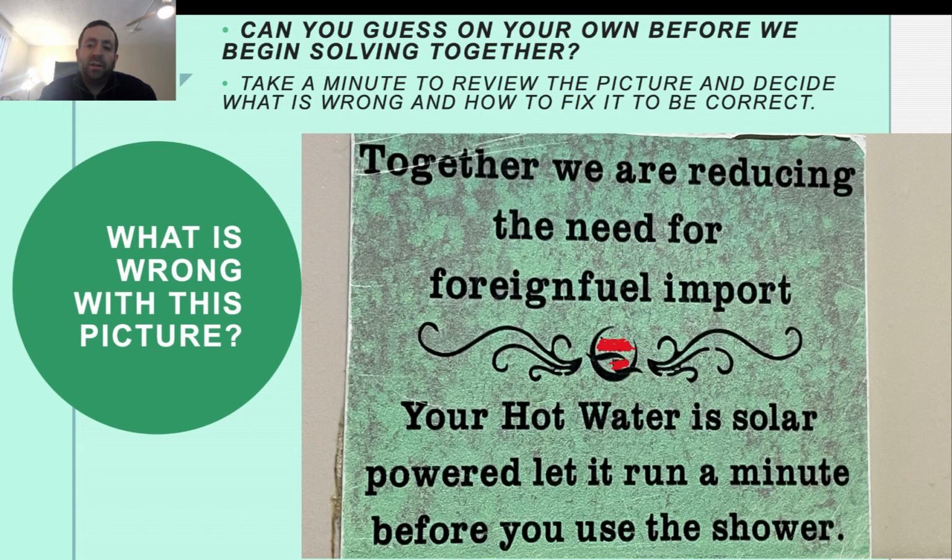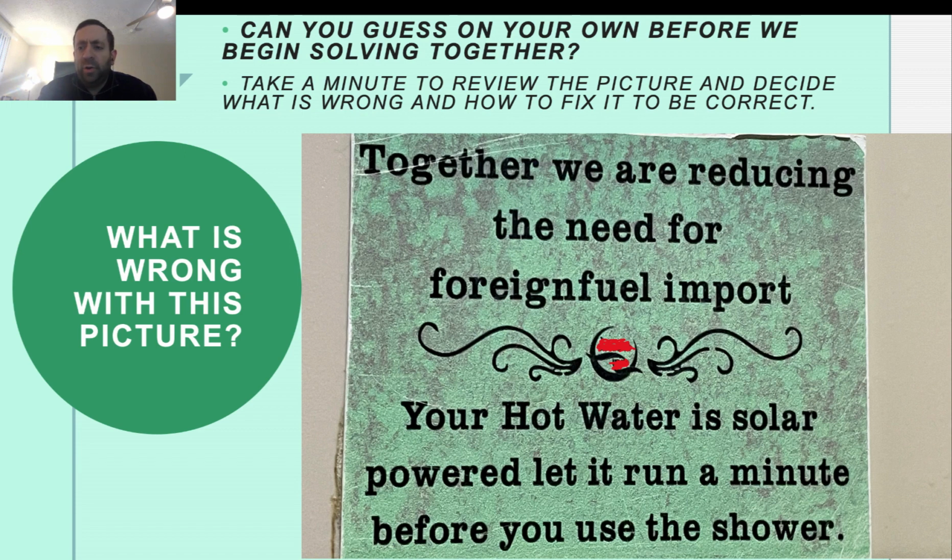It talks about the need to reduce foreign fuel in terms of imports, and I'll get to that. And it talks about how hot water is solar powered, meaning they're using solar energy instead of oil. They're using a renewable energy source for the hot water in the hotel before running the shower.